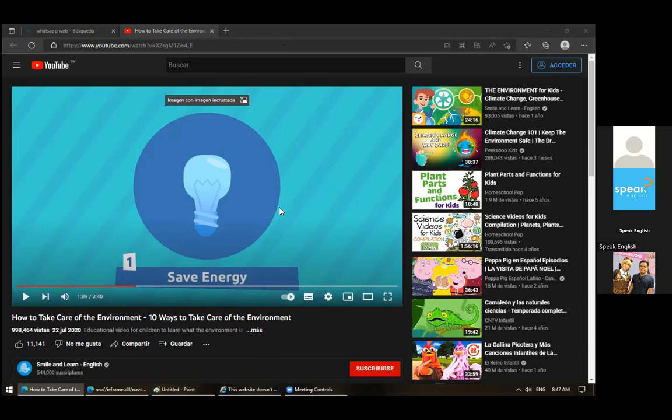Okay. In which way can you save energy in your house? Maybe you turn off the light in the morning, or all day, or maybe you can use an LED bulb to save some energy. I don't know.